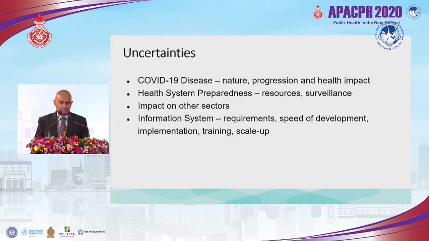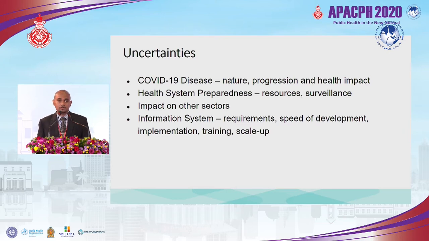And of course, as I mentioned previously, it was all about uncertainties. We did not know about the nature of the disease, how it progressed, and what kind of effect it might have. Now, I'm talking about January and February 2020; now we have a fairly good idea about how it impacts the country. But at that time, there was so much uncertainty involved. And with regard to health systems preparedness, we were not sure whether we had all the resources, especially the hardware, networking, and sufficient training.